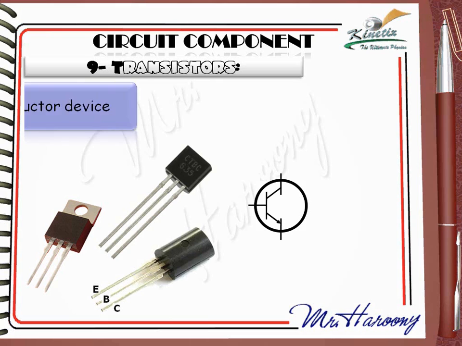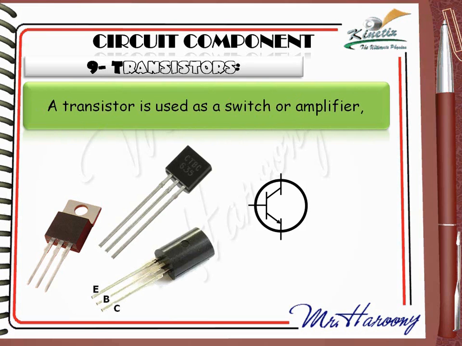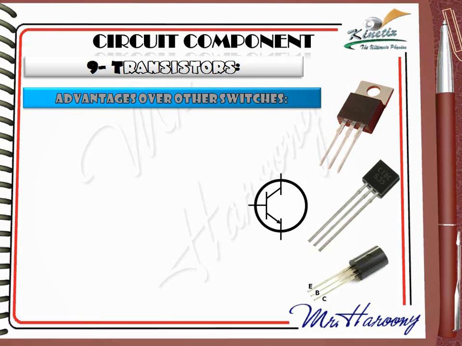A transistor is a small semiconductor device. It is made of semiconductor materials like silicon and germanium. A transistor is used as a switch or amplifier. We use the transistor basically as a switch, as it has many advantages over the common mechanical switches.